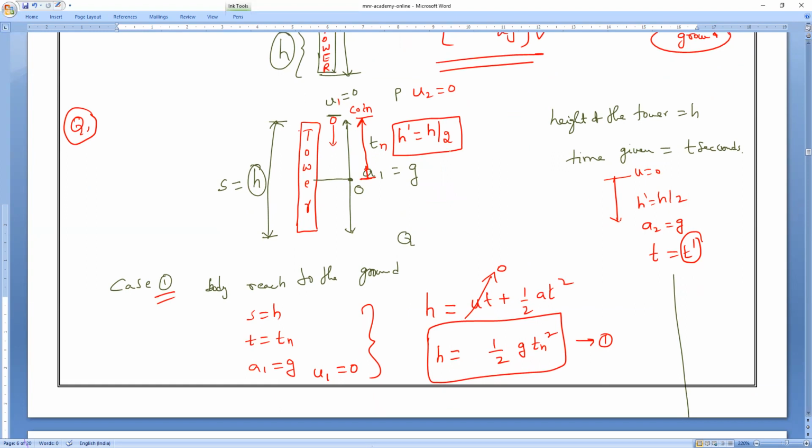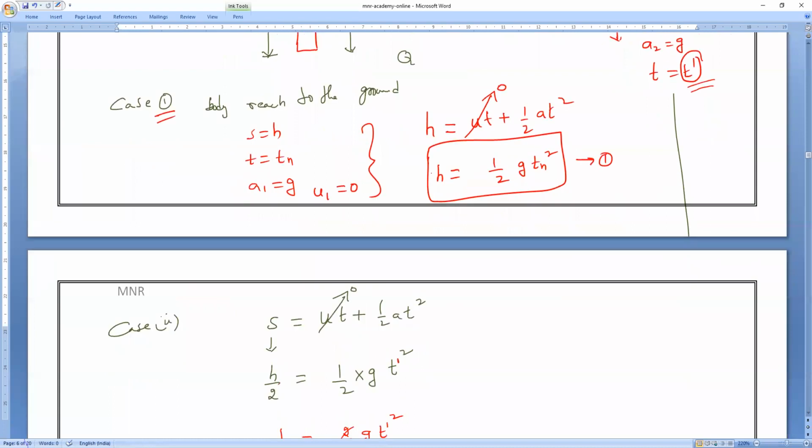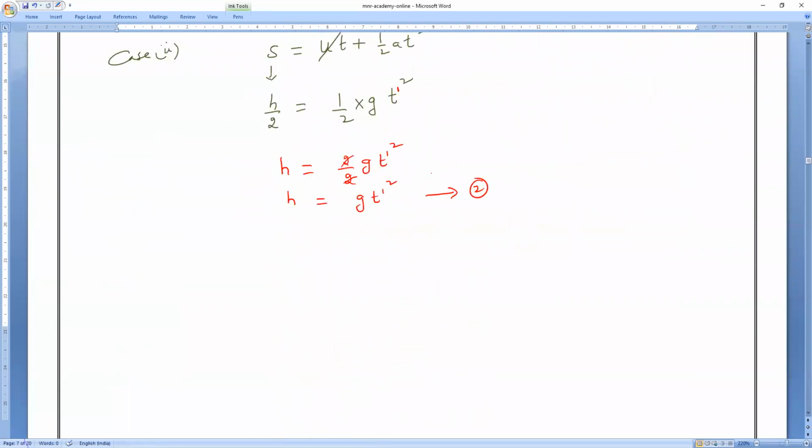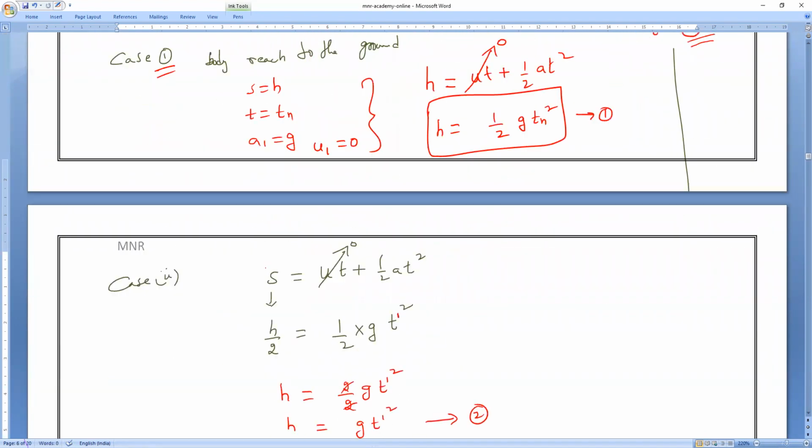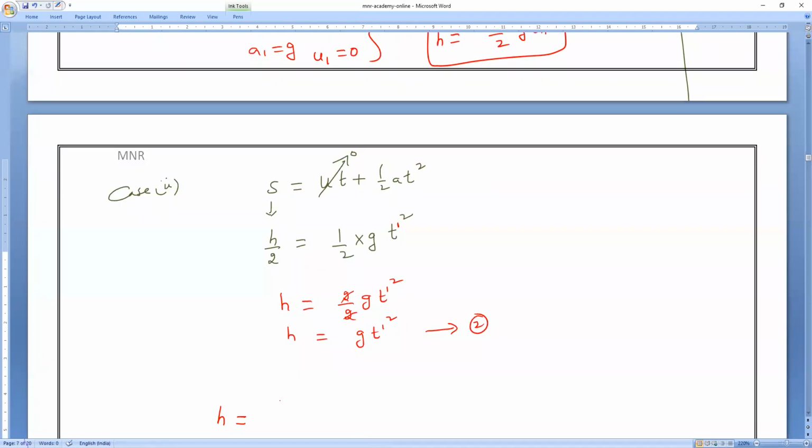Now, for half distance, what did I assume the time as? T dash. Sorry, T dash, not T dash square. Understand? Yes, sir. Now what is equation 1? Everybody respond. Equation 1, h is equal to half g tn square. Very good.